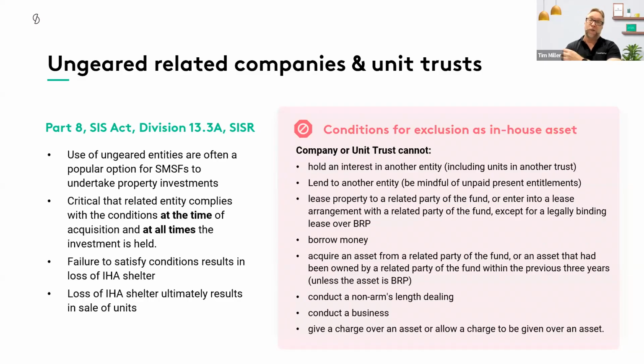Right? We can't borrow money in the trust. We can't acquire an asset from a related party of the fund, or an asset that has been owned by a related party of the fund within the previous 3 years, unless that asset is business real property. So again, it reflects the Section 66 prohibitions on acquiring assets from related parties. It restricts it to business real property because, as we see in the first dot point, we can't invest in other shares, so we can't buy listed securities from a related party because we can't hold listed securities inside a 1322C trust. We can't conduct non-arm's length dealings, right? We can't conduct a business, and we can't give a charge over the assets.